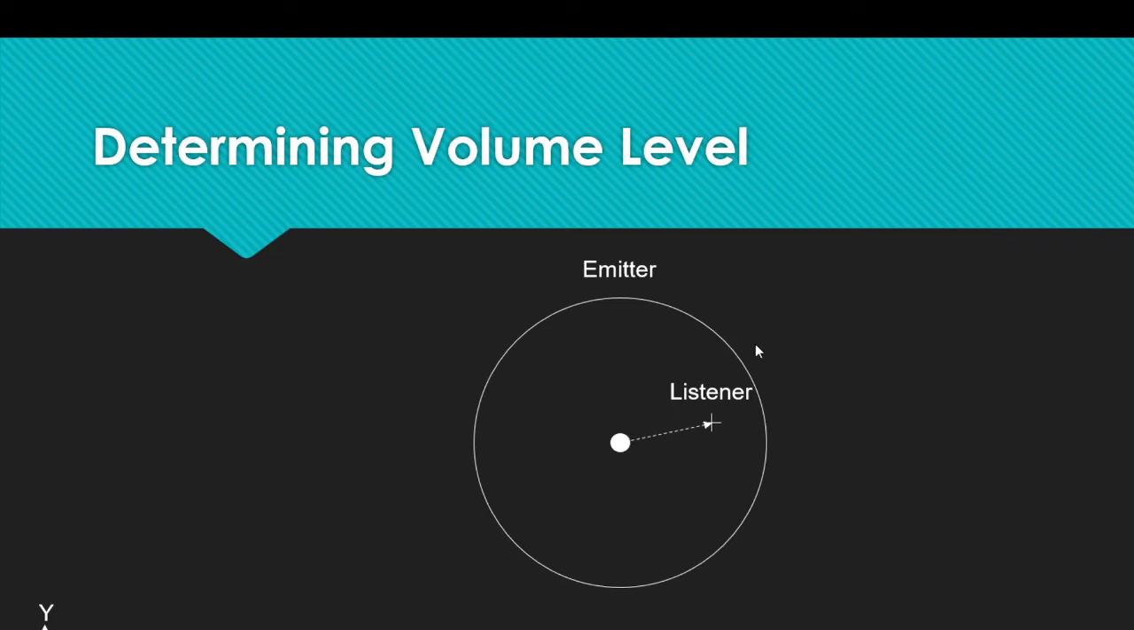You might want to think about whether it's a linear increase or decrease. But for now, we'll just say that we need to know how far away the listener is from the emitter, and we need to compare that to the radius of the emitter to determine what volume we want to play that sample at. So how do we calculate the distance away?